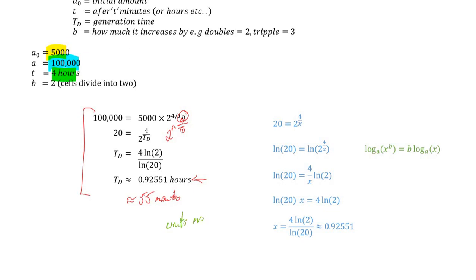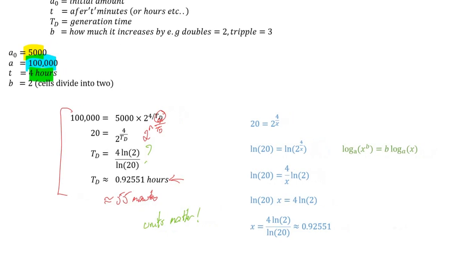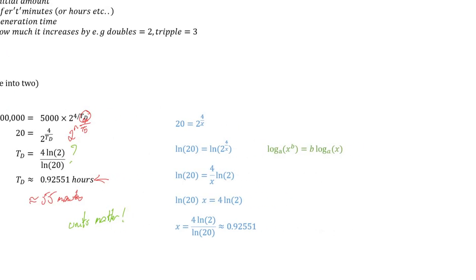So units matter. Now, how did we get this? That's a very, very good question. So we just move to the right and look at the blue. What he said, 20 equals 2 raised to 4 over x. Now I've just made it 4 over x.